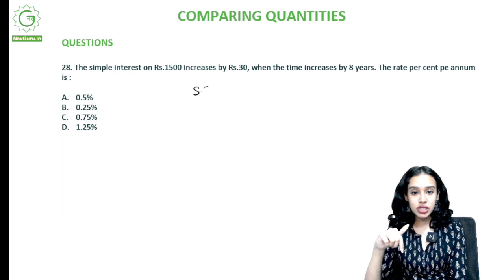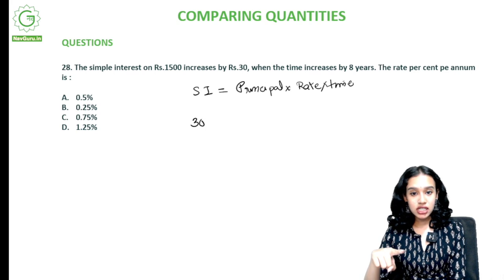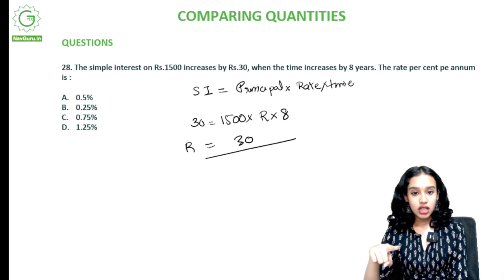So what is the equation of simple interest? Simple interest is equal to the principal into rate into time, right? So the simple interest increases by 30 rupees. So what was the principal? 1500 and the simple interest is 30. So 30 is equal to 1500 into rate, which we have to find, into time. So rate is equal to 30 by 1500 into 8, right?